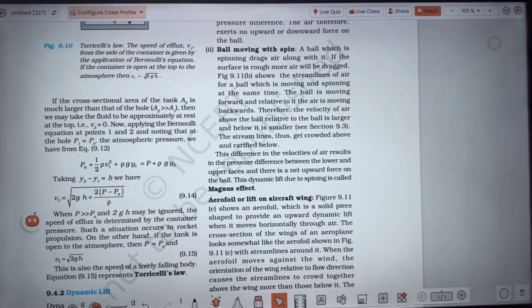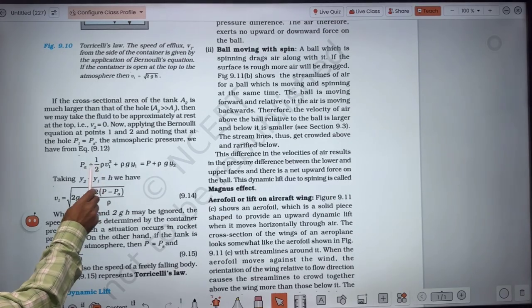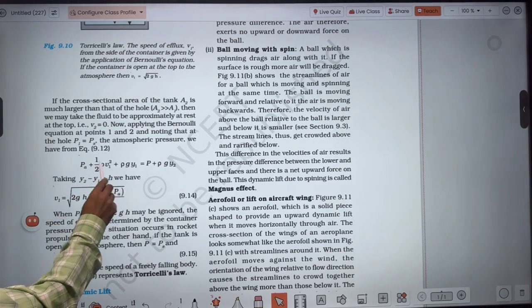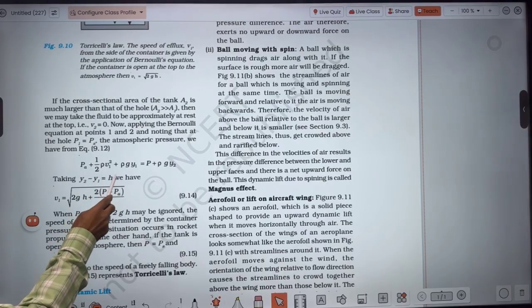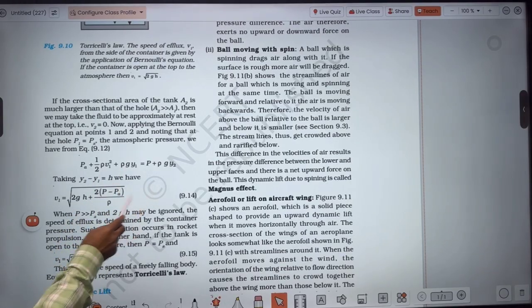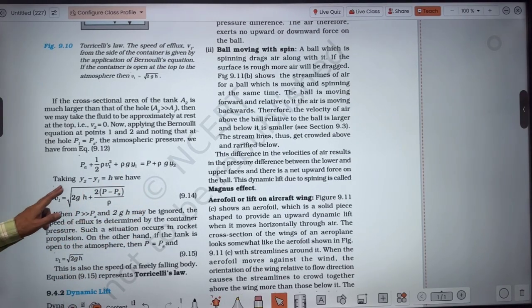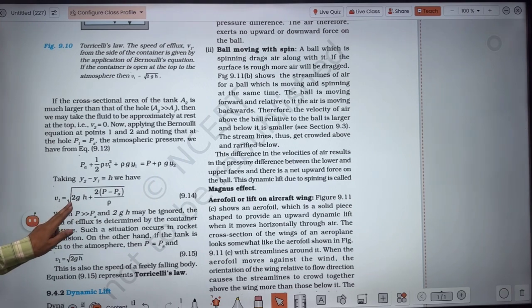So if you evaluate V1 from here, take this PA term to the RHS, and also this term to the RHS, and then simplify. You will get V1 equal to 2GH, where H equal to Y2 minus Y1, plus 2P minus PA divided by rho.